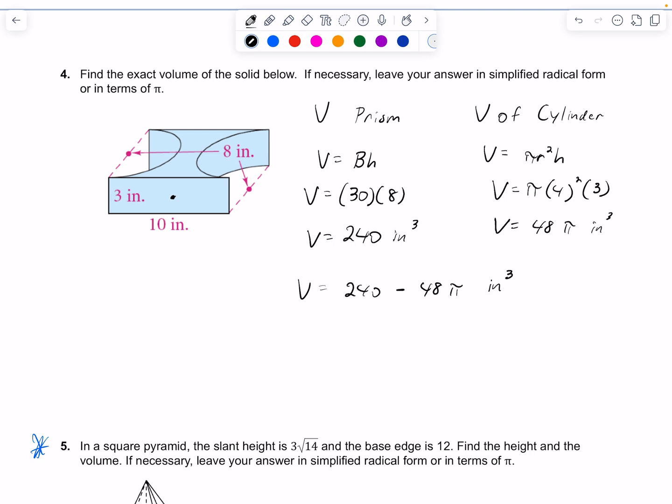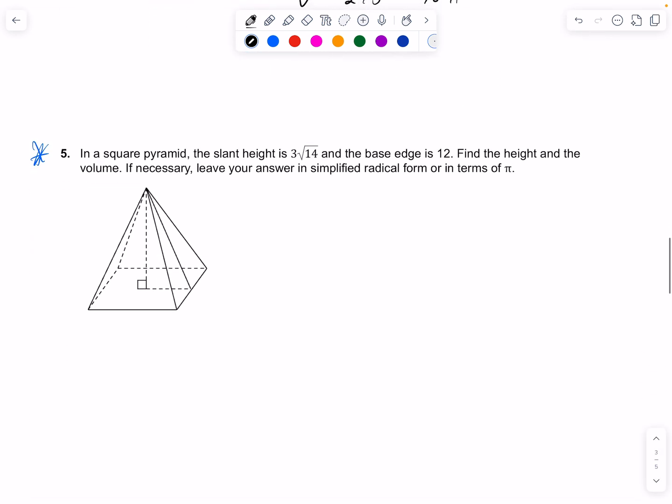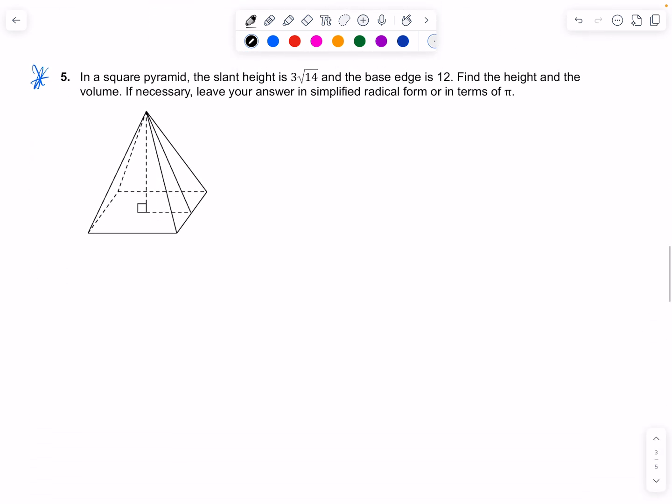Okay, that's number 4. Let's move on and do number 5. Now, number 5 gives us a square pyramid, and it says the slant height is 3 times the square root of 14. So I'm going to show you here that slant height is 3 times the square root of 14. It also says the base edge is 12, so all of these are going to be 12, because it is a square.